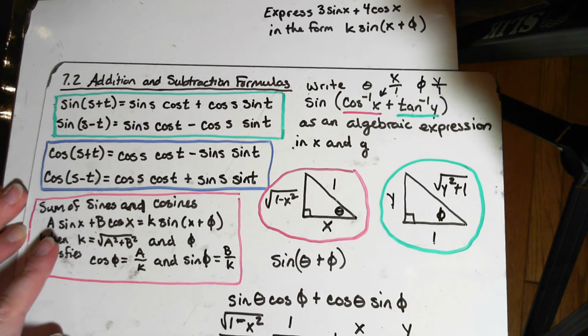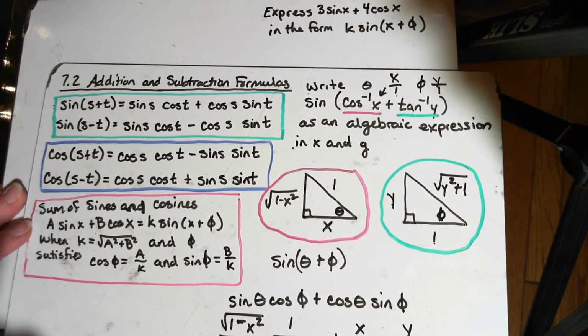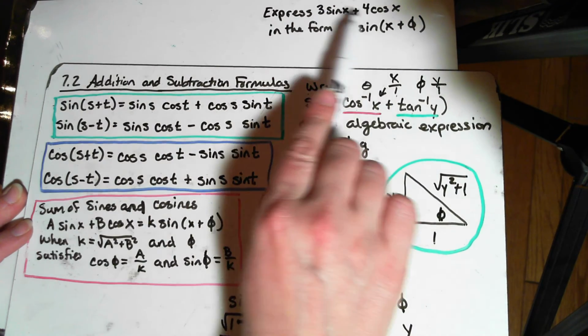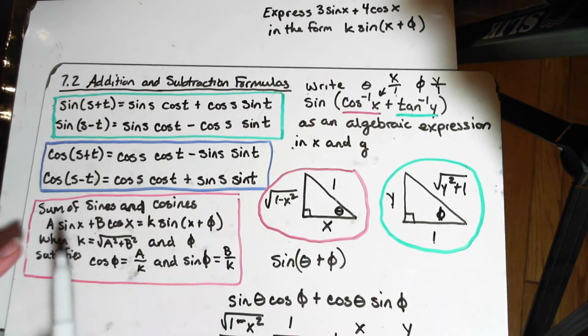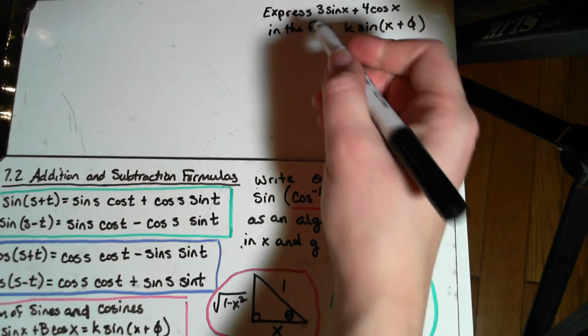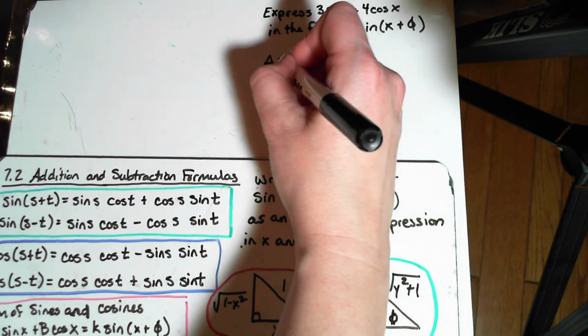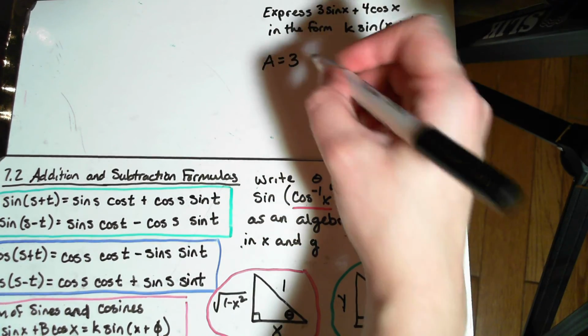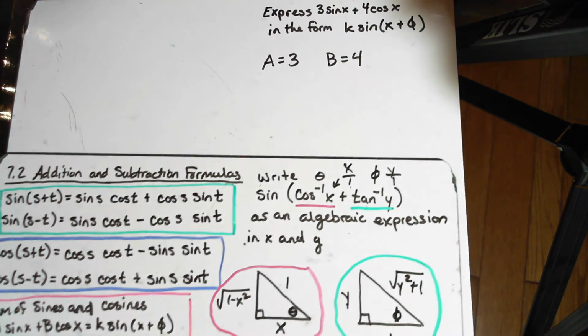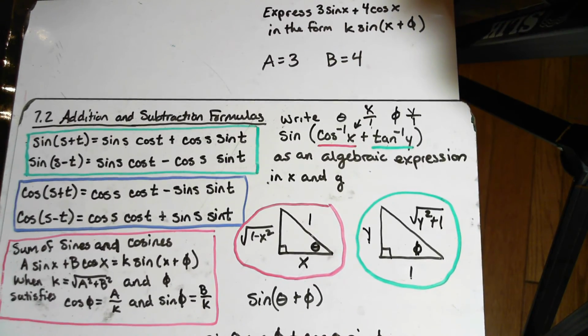So what I'm going to do is identify A and B from what they gave me here. A is attached to sine and B is attached to cosine. So up here I know A is 3 and B is 4. So I'm doing that first. Then in the formula, I'm going to solve for K next.